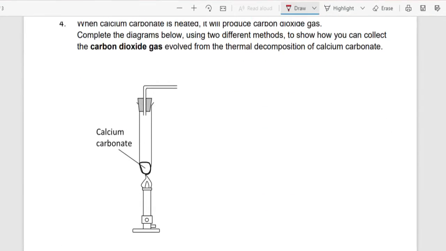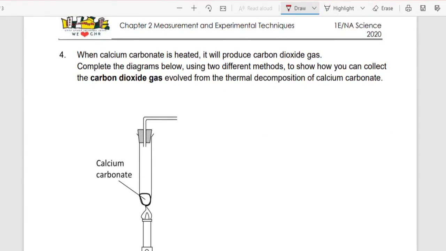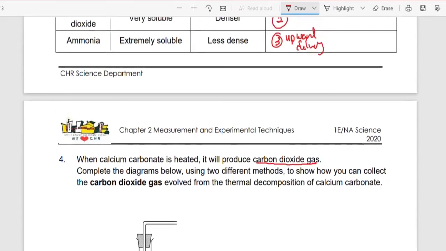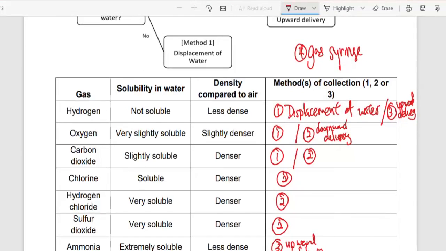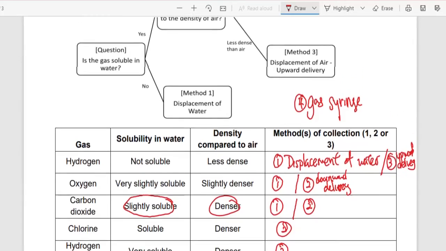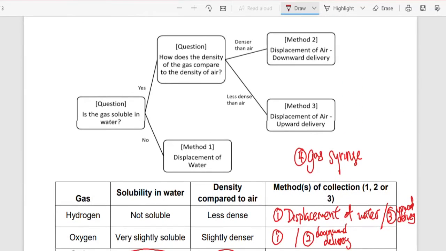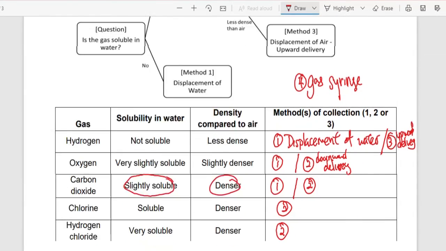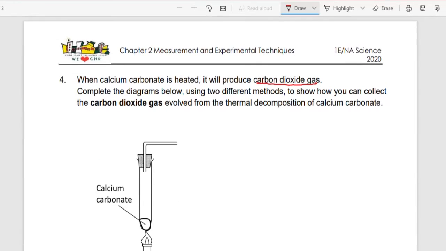So typically, how will it look? Now, this is an example of how we are going to use the method. Calcium carbonate, this thing over here, is heated, it will produce carbon dioxide gas. So let's go back up. Carbon dioxide, slightly soluble, denser than air. So we can use displacement of water. We can also use downward delivery. We can also use gas syringe. So we just need to draw 2 of the methods.